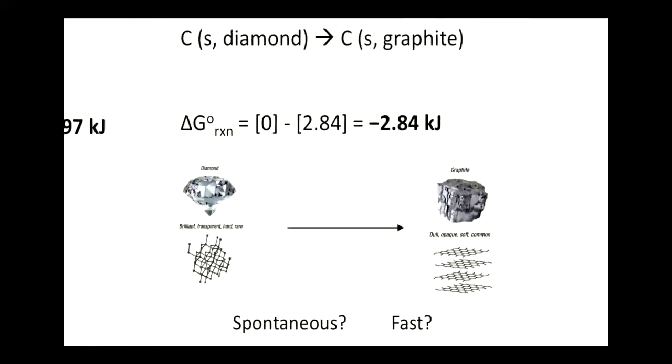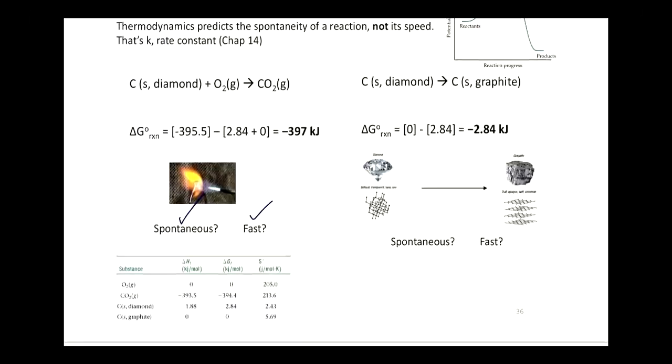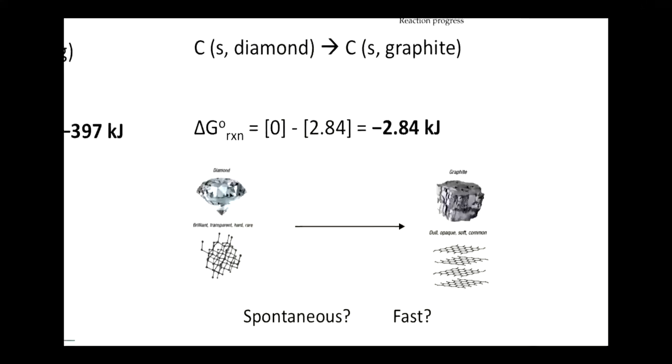Now let's look at this reaction. Taking the table values, I have a bunch of table values: O2, CO2, diamond, graphite. If you do products minus reactants for this reaction, turning a diamond into graphite, you grab the delta G's from the table for products minus reactants. This is the overall Gibbs free energy change for this reaction. Is this reaction spontaneous just based upon the numbers? It is, because delta G is negative.